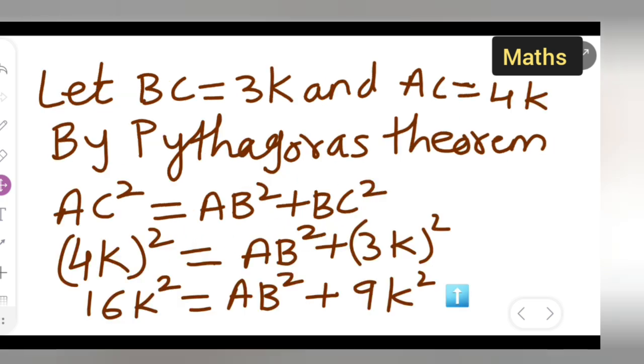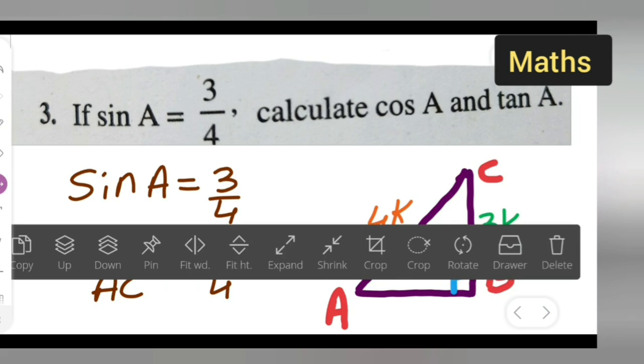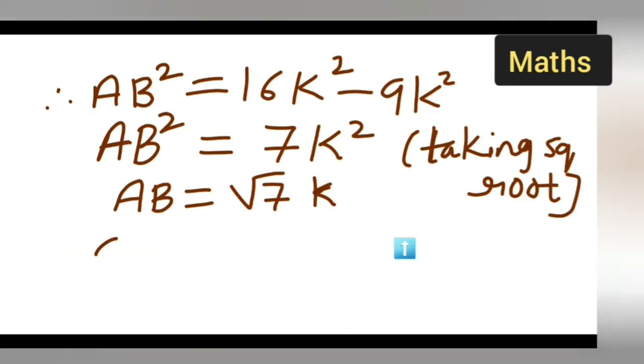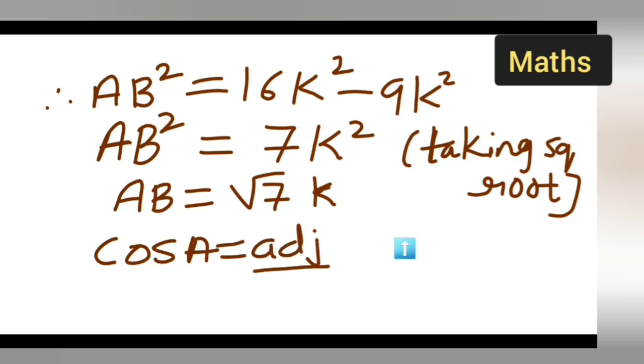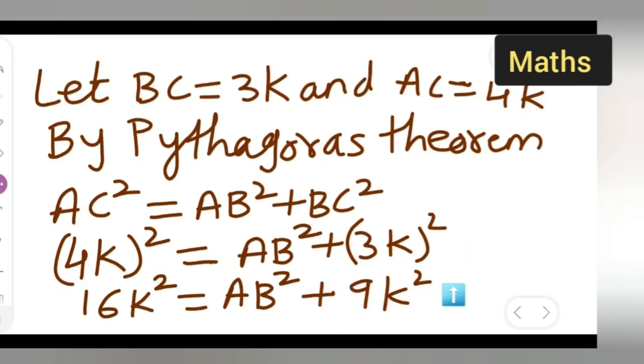Now it's easy for us to find out what we need. We need to find cos A and tan A, right? So first I will find cos A. So basically, what is cos A? Cos A is equal to adjacent side upon hypotenuse. Now what is the adjacent side of A? The adjacent side is nothing but AB. So AB upon AC, the hypotenuse.